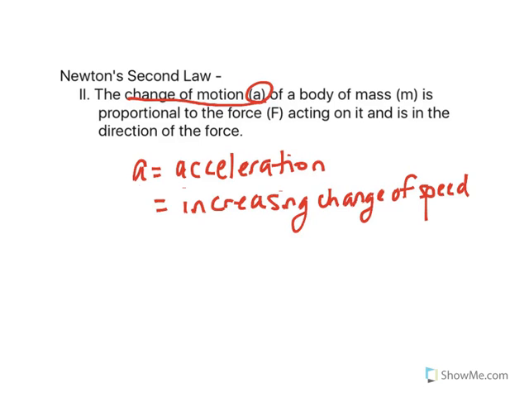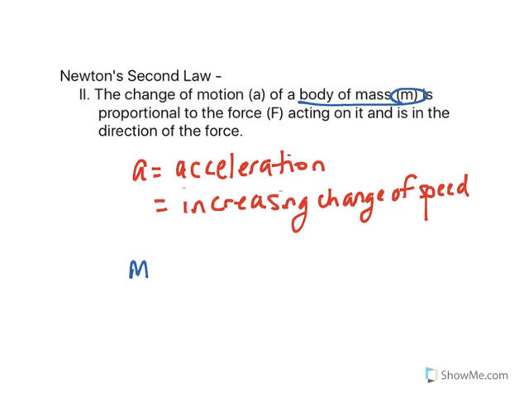So let's say you're at a red light, sitting there in your car with your foot on the brake. And then the light turns green and you step on the gas pedal. And you look at the speedometer and you see that the speedometer is changing. It's going from 0 miles per hour to 5 miles per hour to 10 miles per hour to 20 miles per hour to 30 miles per hour. So it's changing over time. It's increasing. So your speed is increasing. Your car is accelerating. So acceleration is an increasing change of speed.